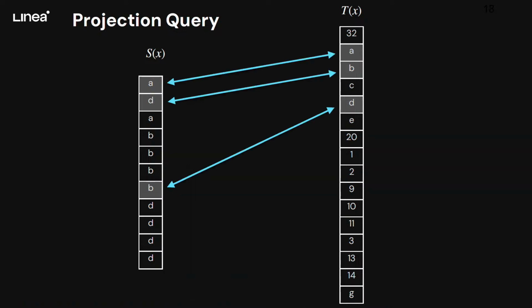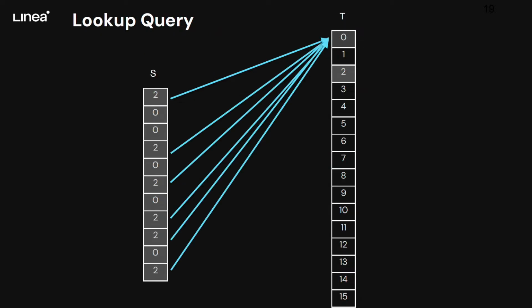So to give you a visualization, I can say that a projection query is like a one-to-one arrow between these columns, something like this, while a lookup is many to one, and it leaves a lot of open space for the adversary.